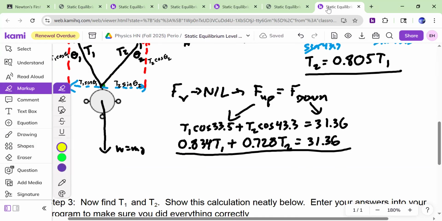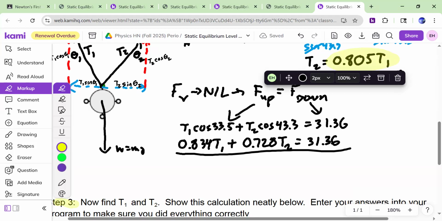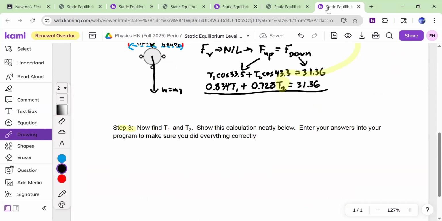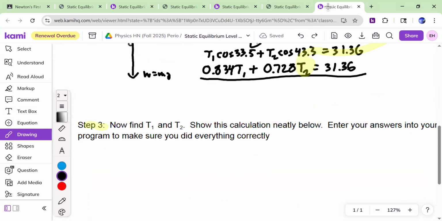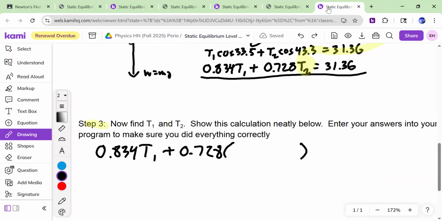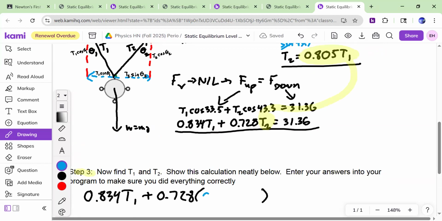What I will do, down in step 3 below here, is take the value for T2, which is 0.805 T1, and substitute that in place of the variable T2. That will allow me to have one big long equation with just T1 in it. So let's try that. I'm going to write it down. So I've got 0.834 T1 plus 0.728. Open the parentheses now so you can substitute for T2. My value of T2 was 0.805 times T1. And then you set that equal to your weight on the backside of the problem.